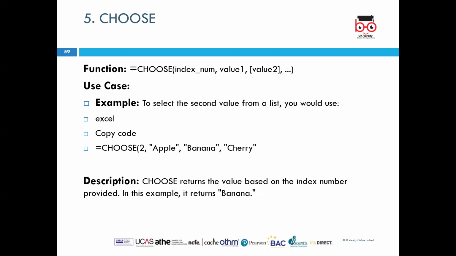CHOOSE. This will now allow us to select the second value from a list. So we'll be using this function. This will now return the value based on the index number provided. As you can see in the example, this is going to return banana.